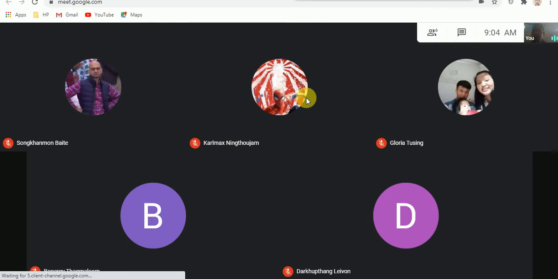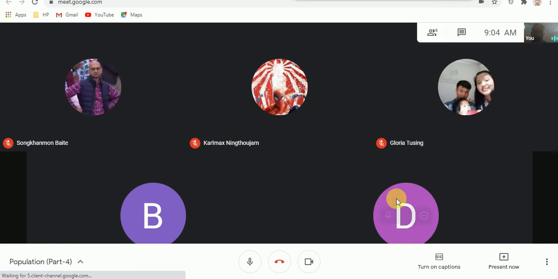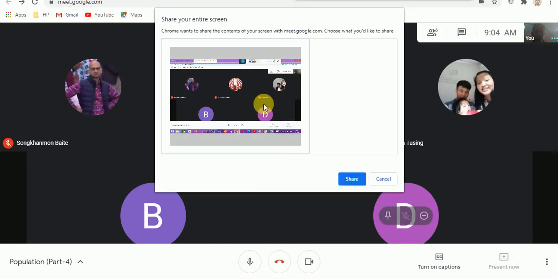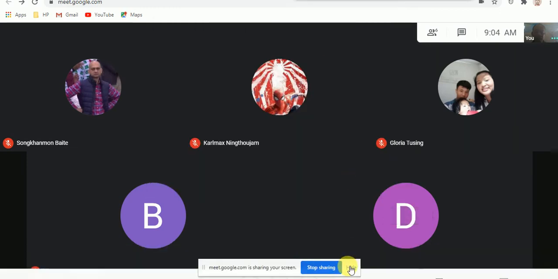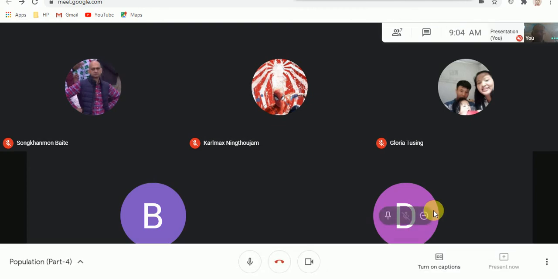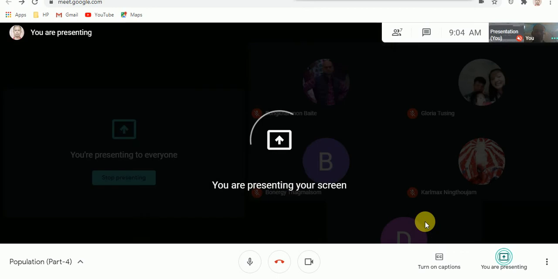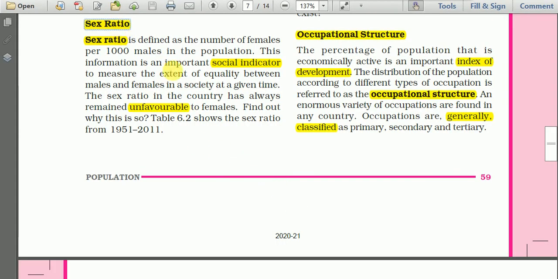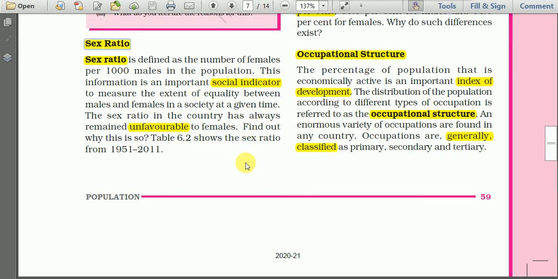Remember, we have been learning chapter 6, population, of your NCERT textbook. And today we shall start with a discussion on sex ratio. Now I shall present my screen. Okay, we shall start with sex ratio, and we have been discussing the different characteristics of population.